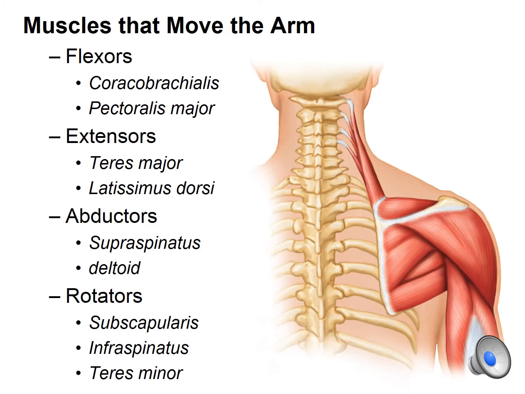Okay, so here we get to muscles that move the arm. The deltoid is on this list here. If we break down arm movements into flexion, extension, abduction, and rotation, our flexors are our coracobrachialis and our pectoralis major. Our extenders are teres major and latissimus dorsi. Our abductors are our supraspinatus and our deltoid, and our rotators are our subscapularis, our infraspinatus, and our teres minor. And you should see these labeled on the next slide.